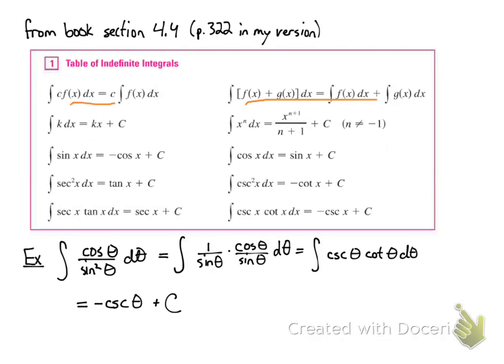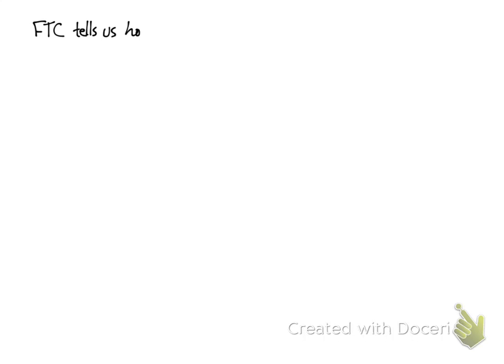And as always, you can check and see if you got the antiderivative right by taking the derivative of your answer and making sure it matches what you started with. So I could take the derivative of negative cosecant theta plus c, and I should get cosine theta over sine squared theta, although I'd have to rewrite it using identities to get that.